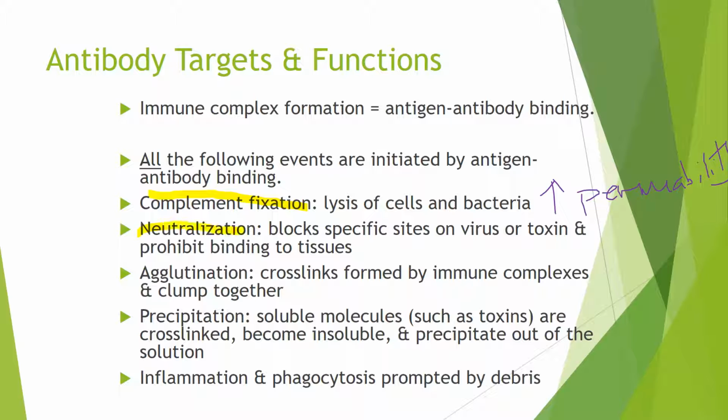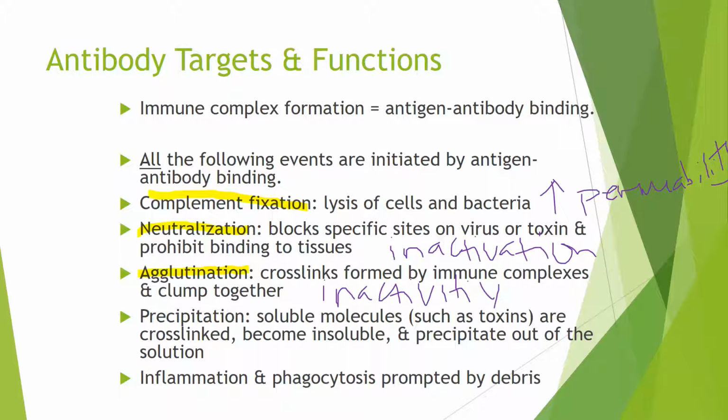All right, so the next one is neutralization, and this is where we have the blocking of specific sites on the virus or the toxin, and it inhibits binding to tissues. So the purpose of this is inactivation, okay, of that foreign invader to our host cells within our body. All right, the next one, agglutination. Again, you're familiar with this, doing this in lab and blood typing. And this is where cross-links occur in the immune complex. And so what happens is that inactivity occurs.